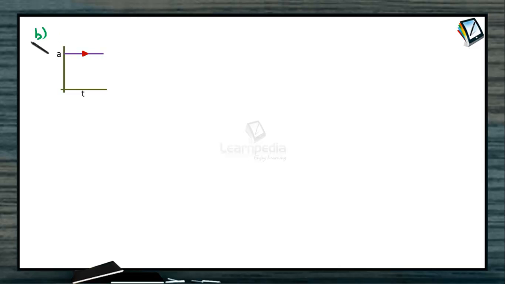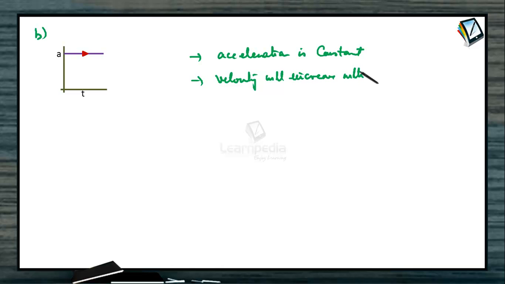Now let us see the second graph. For B part, the graph is a straight line. So the acceleration time graph is a straight line. So in this case, what do we conclude? Acceleration is constant. That means velocity will increase with time. Whatever acceleration it has, the same acceleration will be there. With constant acceleration, the body will move. Distance covered will be positive.